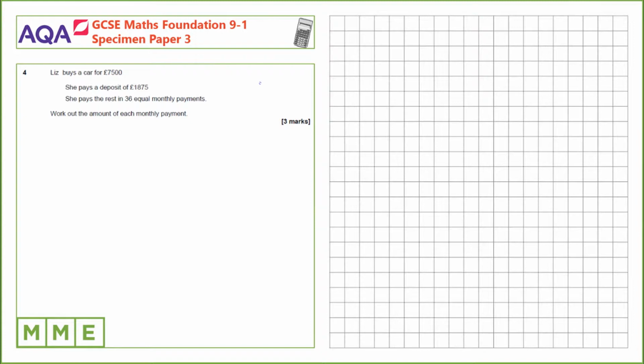Question 4. Liz buys a car for £7,500. She pays a deposit of £1,875, and she pays the rest in 36 equal monthly payments. Work out the amount of each payment. First, let's figure out how much she's got left to pay. So we take our £7,500 and take away £1,875, which leaves us with £5,625 left to pay.